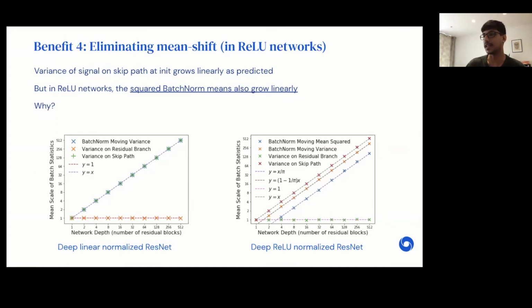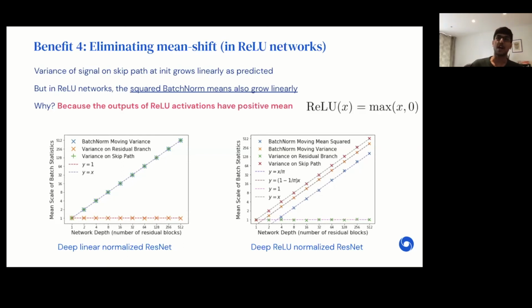It's going to be interesting to compare this plot with the deep ReLU normalized ResNet. In this case, we're simply adding in the nonlinearities, the ReLUs, in the ResNet. What we find is that it's still the case that the variance on the residual branch is 1 because of the batch normalized operation, and the variance on the skip path increases linearly. But the difference arises if you now look at the batch norm statistics. In this case, both the mean squared and the variance of the batch norm statistics increase linearly with the depth. So the question is, why does this happen? And the explanation is really simple.